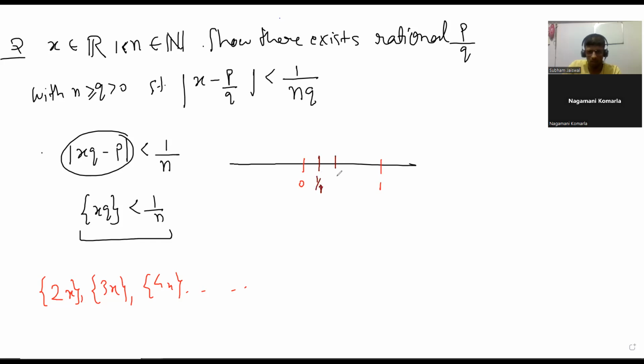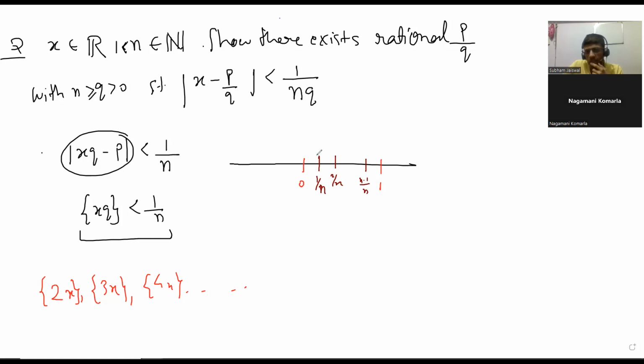You can take something like this. You can divide this number line into N parts, and each of them has size 1 by N.